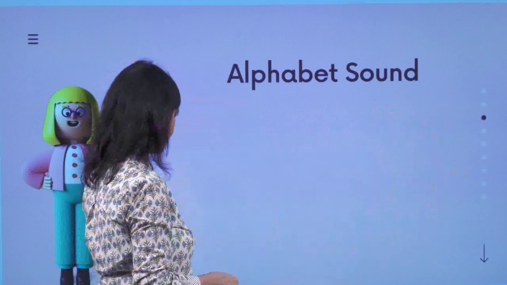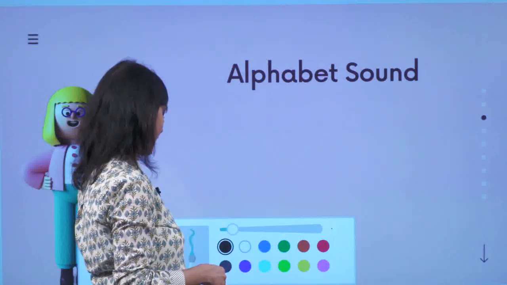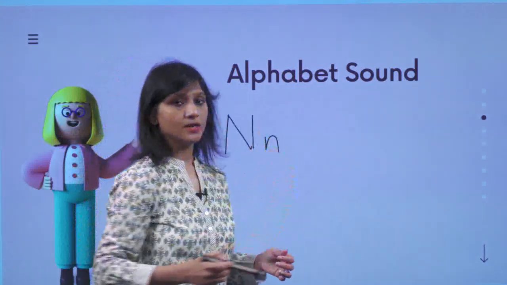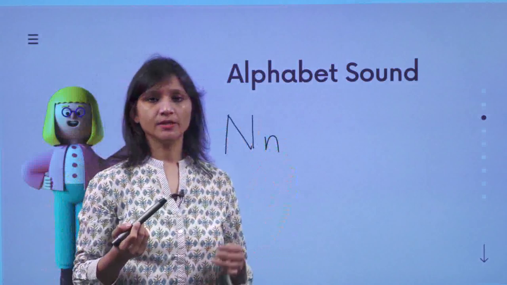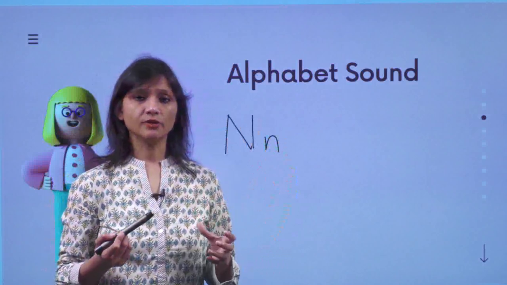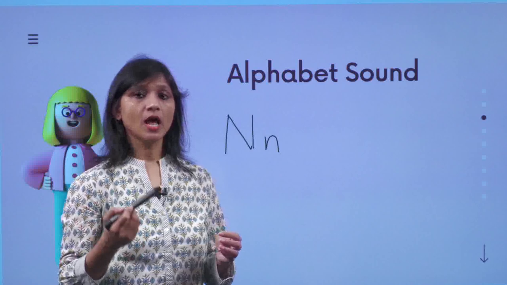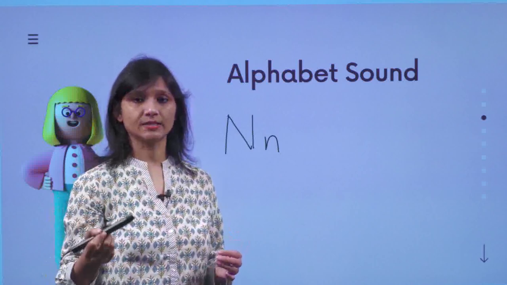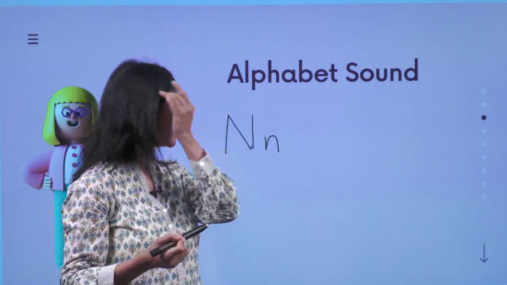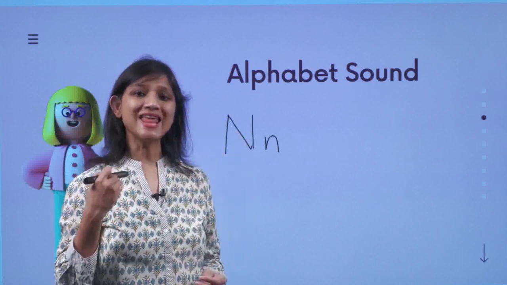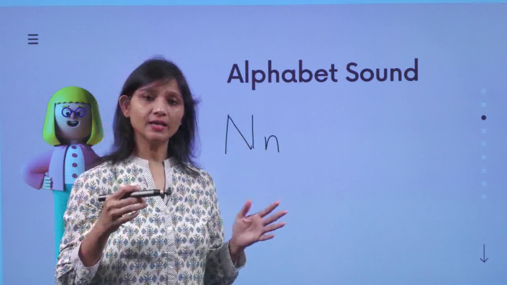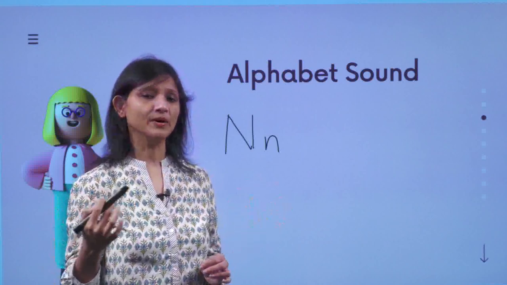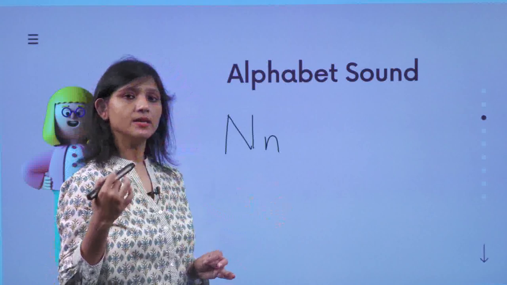All right. We did till M. Now we come to N. The letter sound of N is "en." The phonic sound is "n." Nest, nib, neck, nose.